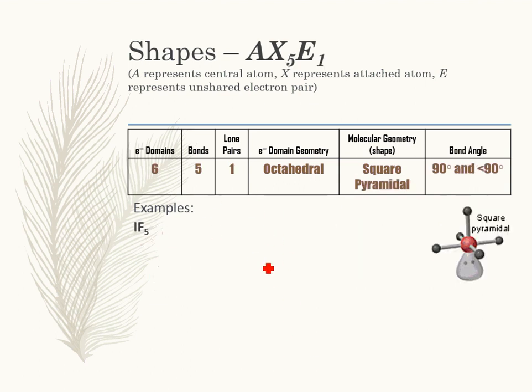AX5E1, iodine pentafluoride. So we have 7 times 6, 42 electrons here. There's our iodine. And we made fluorine the peripheral atom a lot in this, I guess. So when we do this, we're going to have 40 electrons used. Like I said, we have 42 electrons to draw.